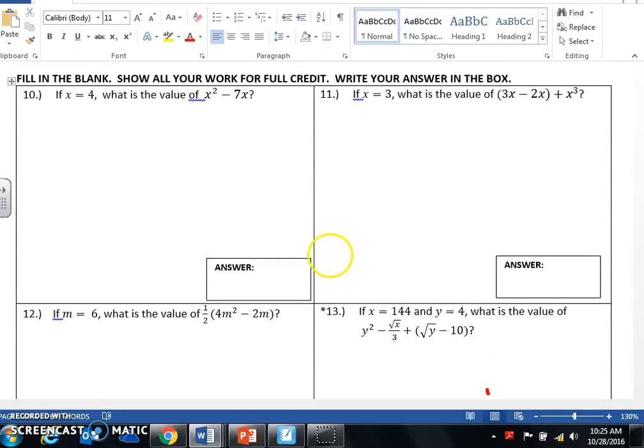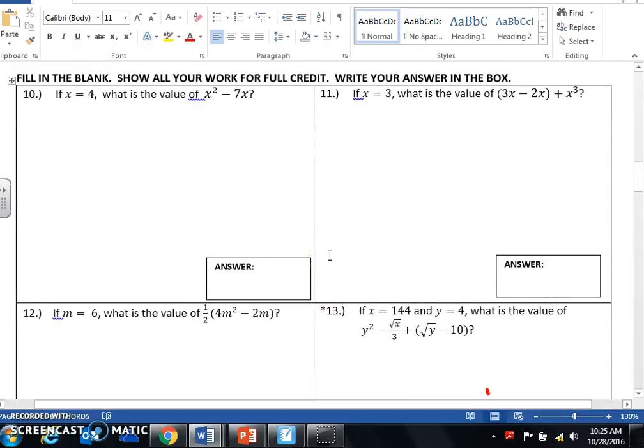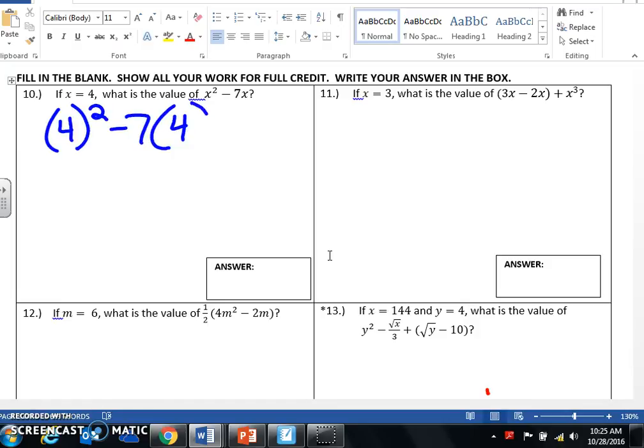Okay, next page. Now, once again, you get to use your calculator on all of this. The first 3 pages is all calculator. When we plug in, we use parentheses. So I just rewrite it using parentheses. We have to do exponents first. 4 squared is 16.